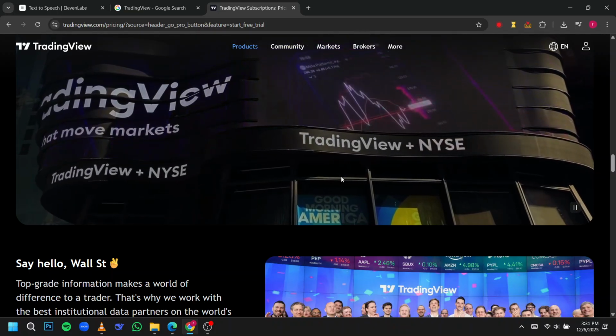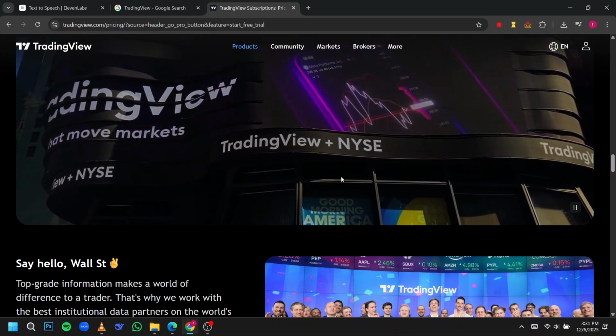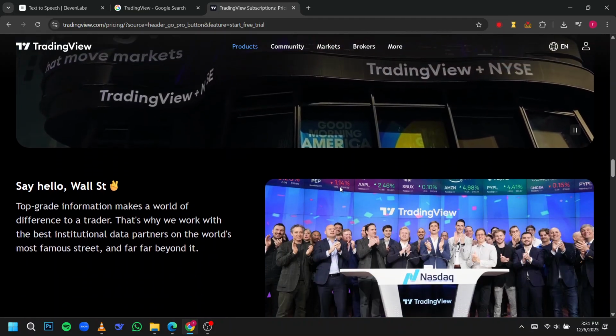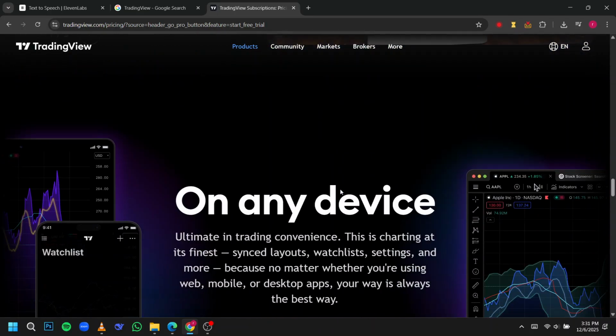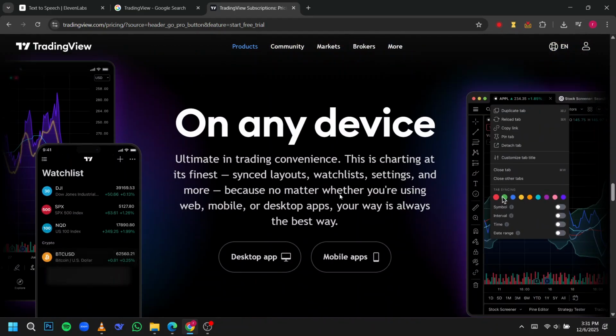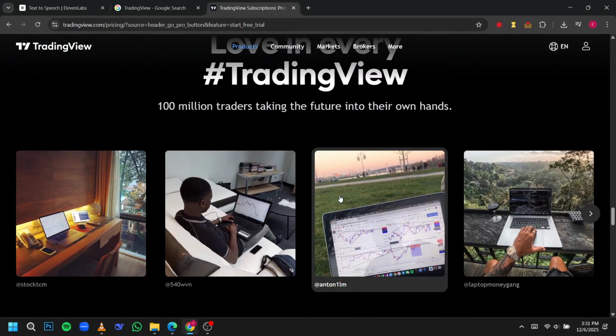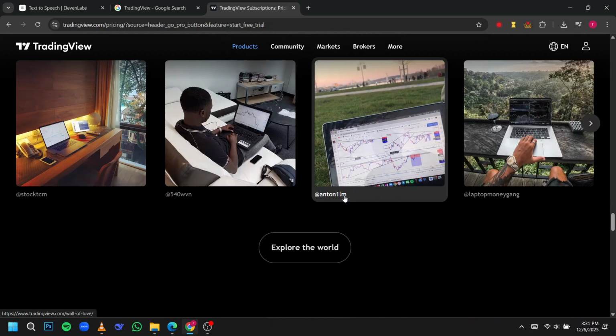So, is TradingView worth it? If you're just starting out, the free version is a great place to begin. But if you're serious about trading, especially if speed, accuracy, and advanced analysis matter to you, the paid plans offer features that genuinely level up your performance.